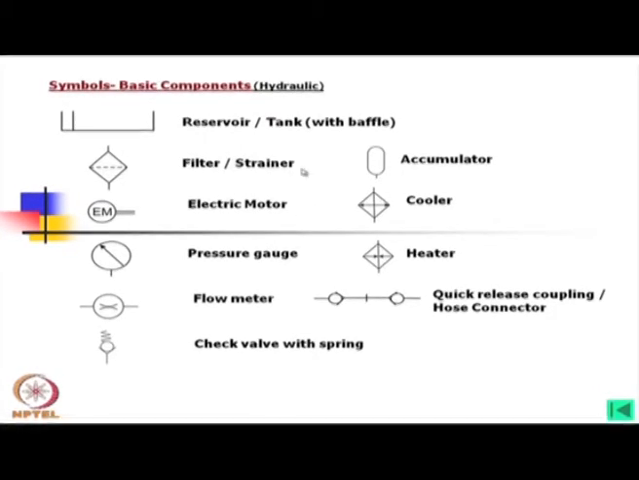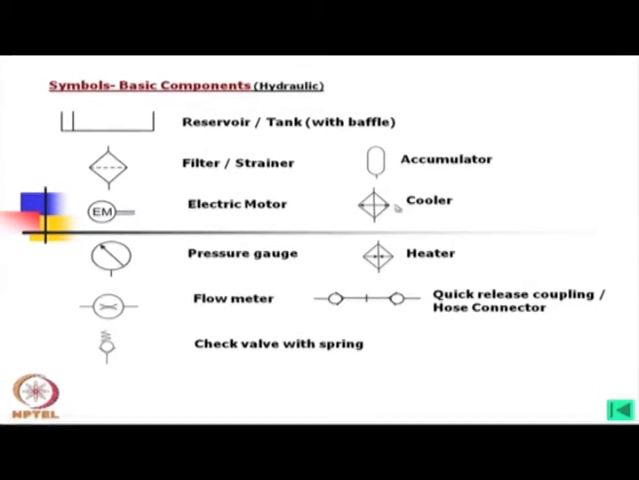Now, this is a filter or strainer. Usually when we put it inside the tank on the suction side, we call it a strainer, and if we put it on the return side of the oil, then we call it a filter. When we use this symbol, this is an electric motor, but we can as well write PM, that is prime mover. This is the symbol for a pressure gauge, this is the flow meter, and this is the check valve with spring, whereas this is the accumulator. Accumulator means you can store energy here, we will learn it separately in a lecture.